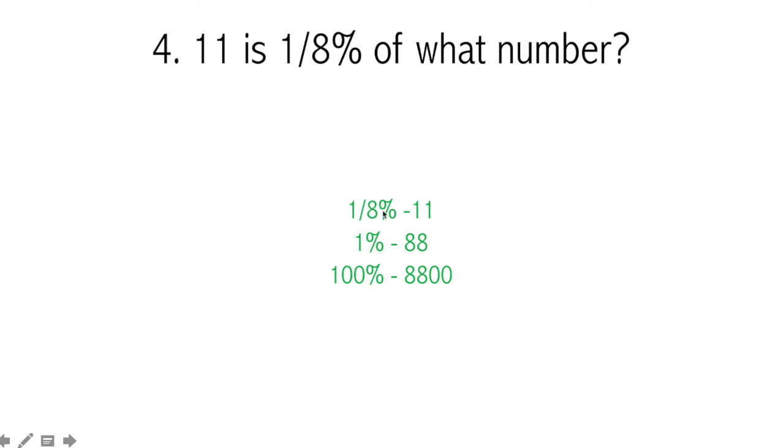If we heard that 8% was 11, we would divide both sides by 8, and we would get 1% as 11 divided by 8. Once we have 1%, we multiply both sides by 100, and therefore we get 100% is 8800. 100% is basically that number, and therefore the number is 8800. This method is called the unitary method in many places, and it's quite a nifty thing to know.